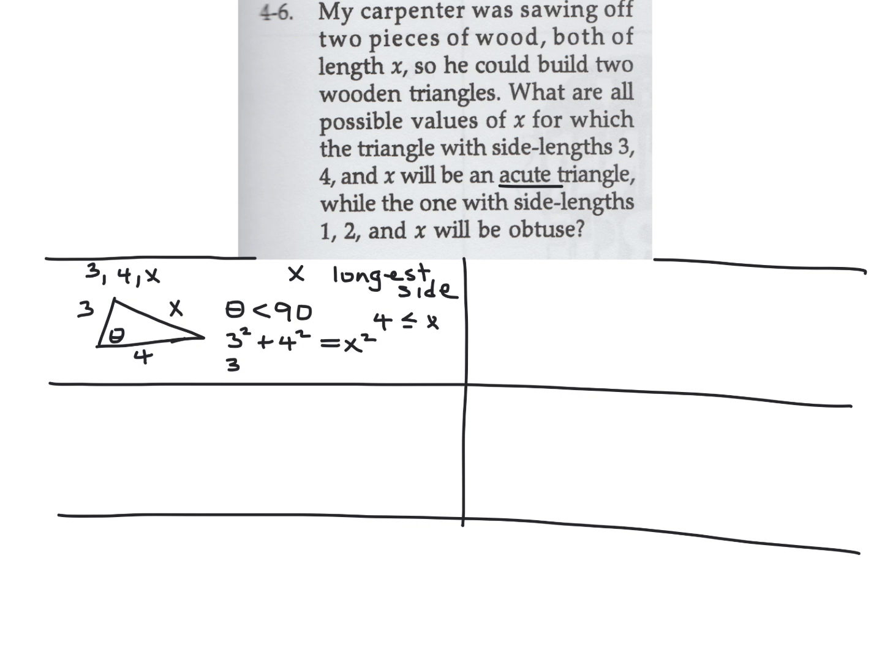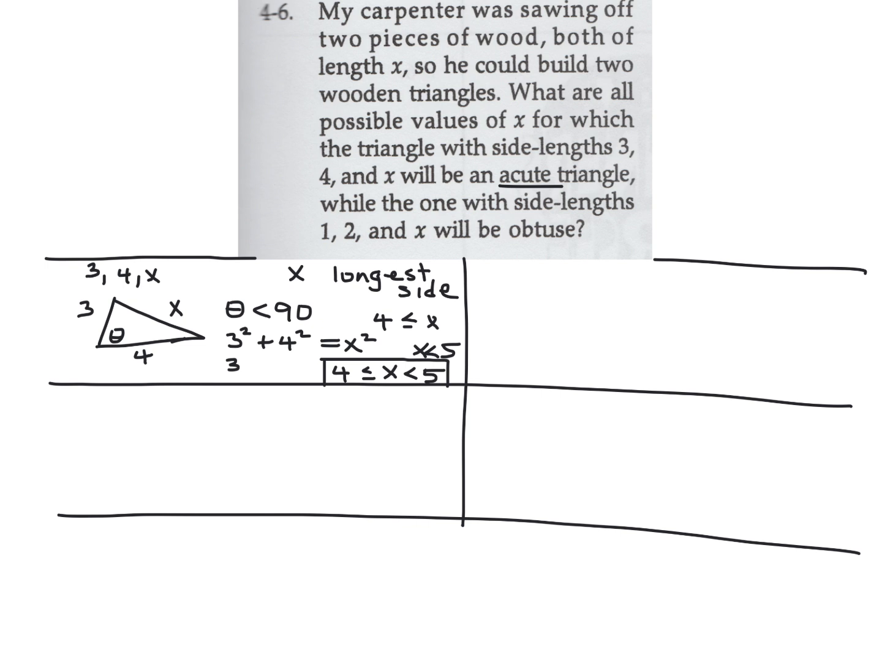Let me think about this. 3 squared. Well, actually, you don't even need to do it in the equation. You can just look at it and say x has to be, if it was a right angle, it would be 5, right? The 3, 4, 5 triangle Pythagorean relationship. But because the angle is less than 90 degrees, x has to be less than 5. That's just common sense. So therefore x is between 5 and 4. So that is the conclusion for that scenario.